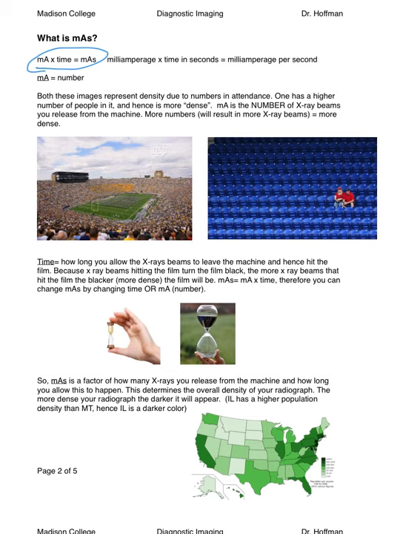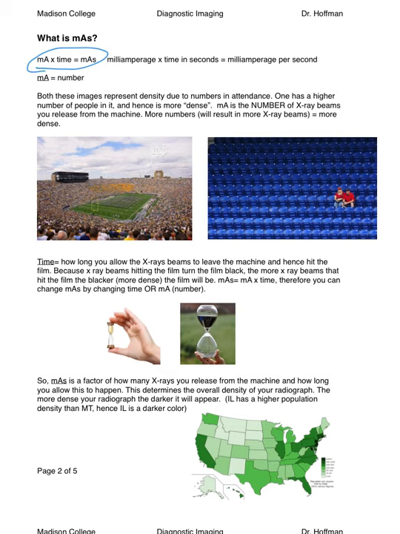I kind of think about this as a bruise, right? If you get hit with one high force baseball, it's going to hurt. You're going to have a little bit of a bruise, but if you keep getting hit by more and more of them, your bruise is going to get darker and darker. So MA is just number, how many x-rays are hitting the film. It's going to affect density, how dark the film looks.